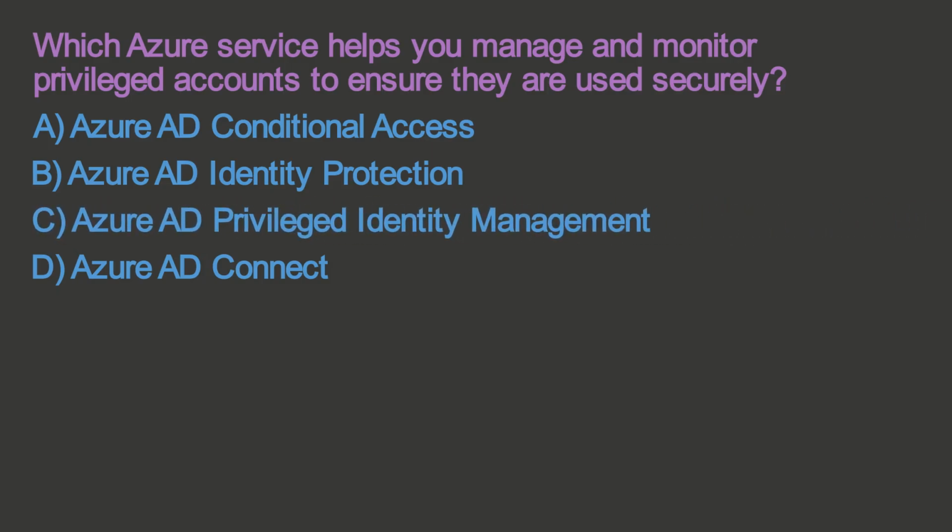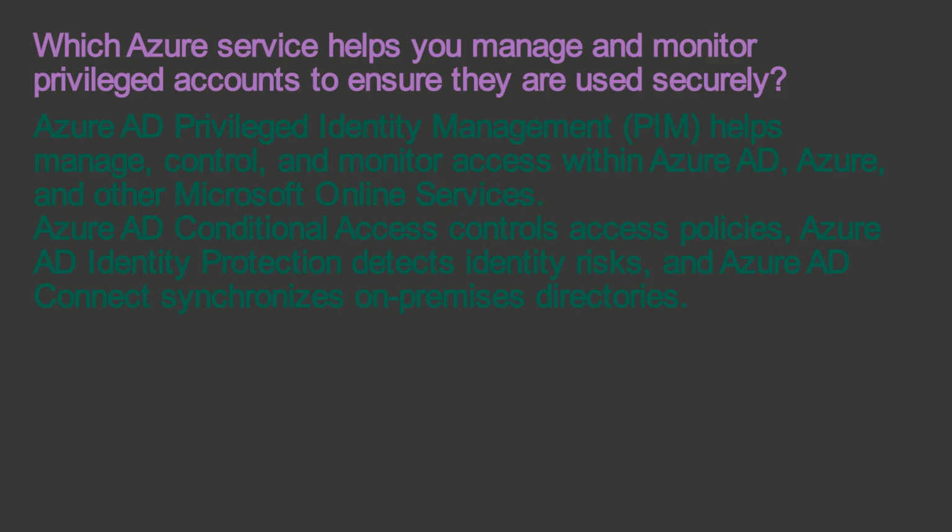Azure AD Privileged Identity Management. Azure AD Privileged Identity Management (PIM) helps manage, control, and monitor access within Azure AD, Azure, and other Microsoft Online services. Azure AD Conditional Access controls access policies, Azure AD Identity Protection detects identity risks, and Azure AD Connect synchronizes on-premises directories.